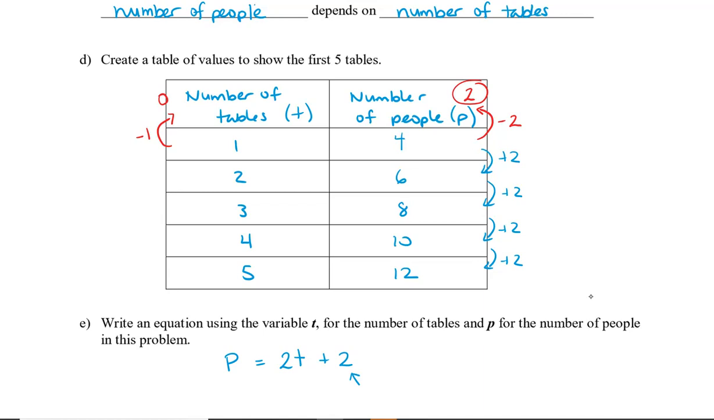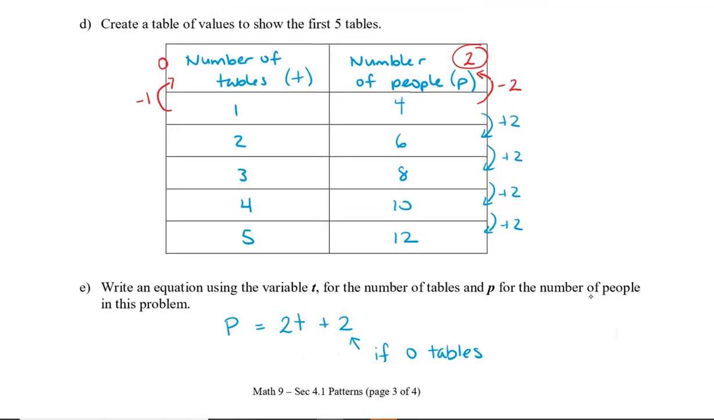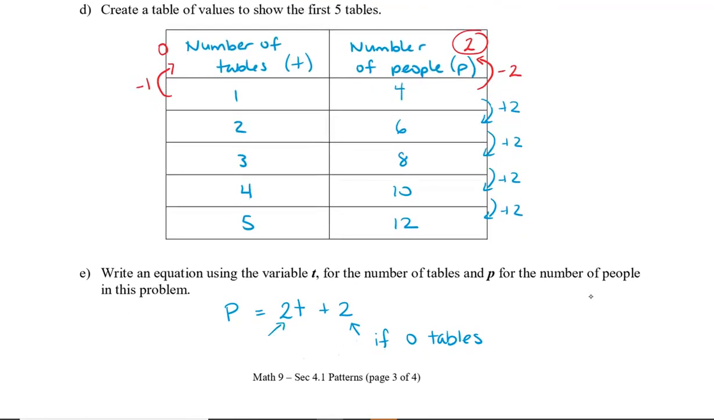And this 2 is important because that is the number if there were 0 tables. Whereas this number 2 is the increase in people for each table. And that's how we write the equation.